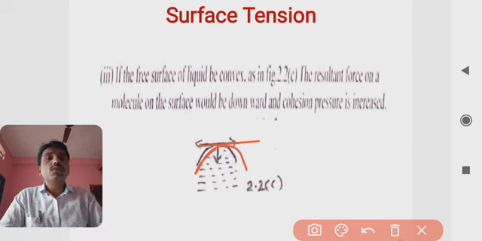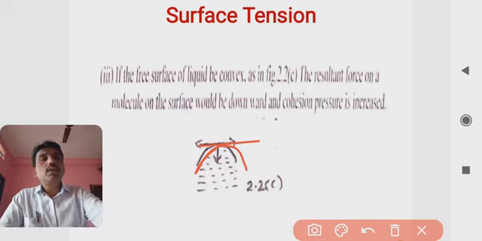The resultant force on the molecule on the surface will definitely be in the downward direction. It is shown here in this diagram also, and the cohesive pressure is going to be increasing in that case, because the water molecules are increasing, and that's why it is going downward, and the cohesive pressure is in an increasing stage. As in the previous concave surface area, the water molecules are less and the air molecules are maximum, and that's why the resultant force will be in the upward direction and the cohesive force is going to be decreasing in that case.